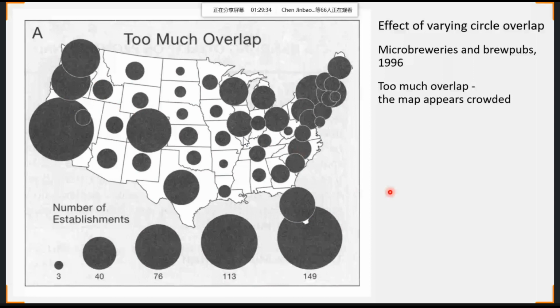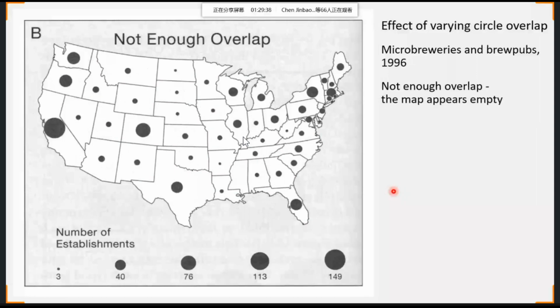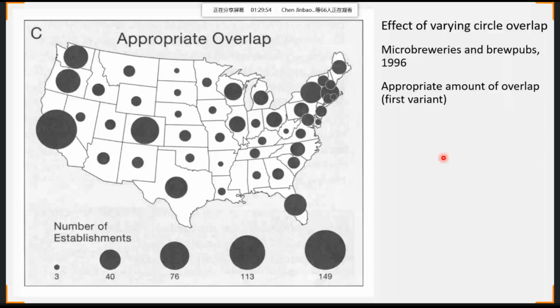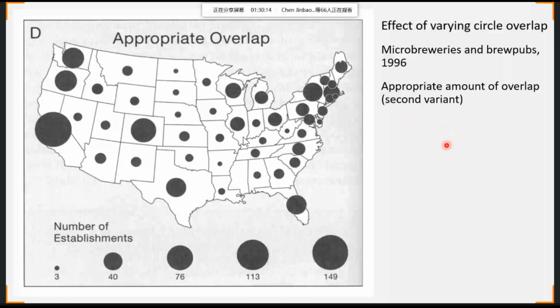It's too much. And this here is not enough, but it's the other extreme. So the map appears to be empty, and it's more difficult to analyze the pattern in this area. And something near to this solution would be seen as an appropriate overlap. But this is the first variant, and this is the second variant.